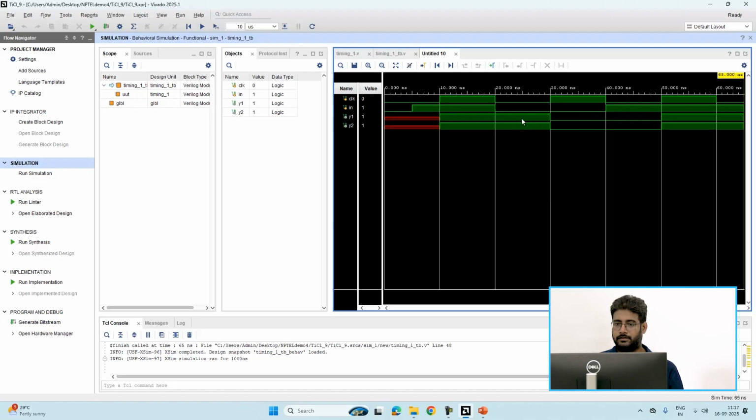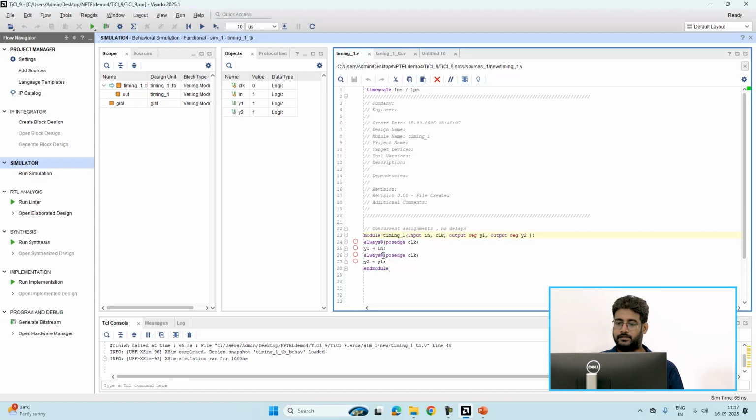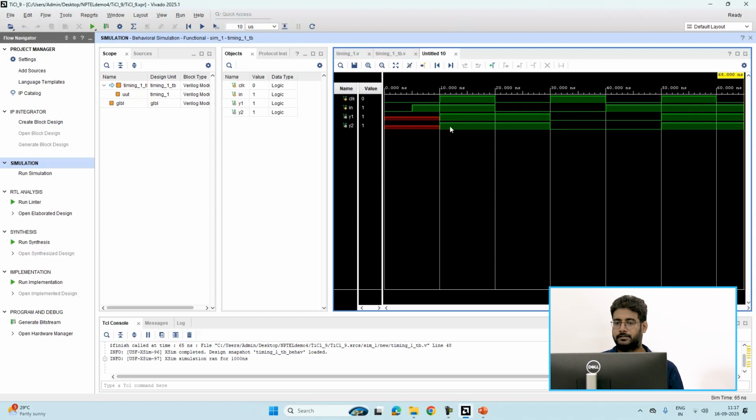So this is the value of Y1 now. And the second block is also there, always at the positive edge of clock. Y2 is assigned Y1. So this Y2 is assigned the value of Y1. Y1 is this, so Y2 is assigned this. And here it is 0. All the values are 0, so 0 at Y2 also until the next positive edge of clock. Then the input was high. So at the next positive edge of clock, it becomes high, and the same Y1 is assigned to this. This covers example number 9.